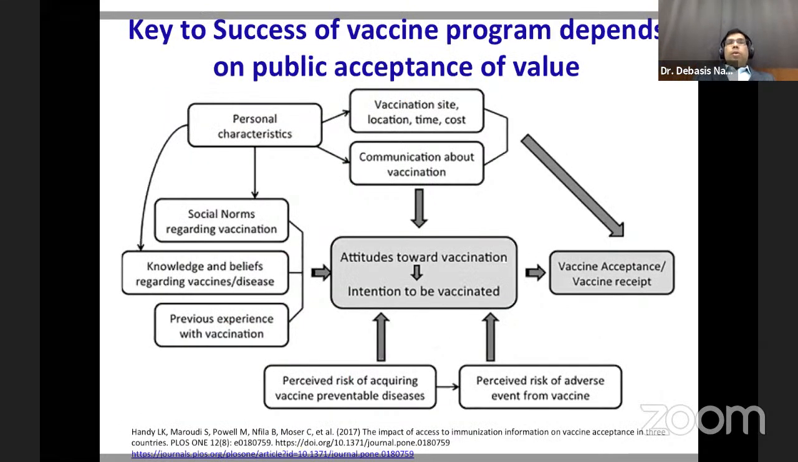Okay. So what are the factors, or what are the keys to success of a vaccine program? The most important key to a successful vaccine program is the appreciation of the vaccines, or the cost-benefit ratio or risk-benefit ratio. Okay.